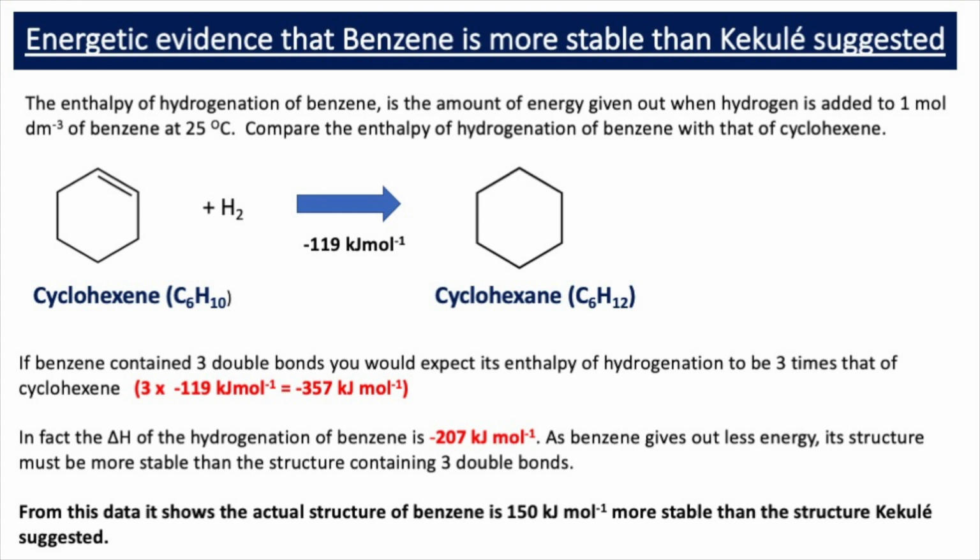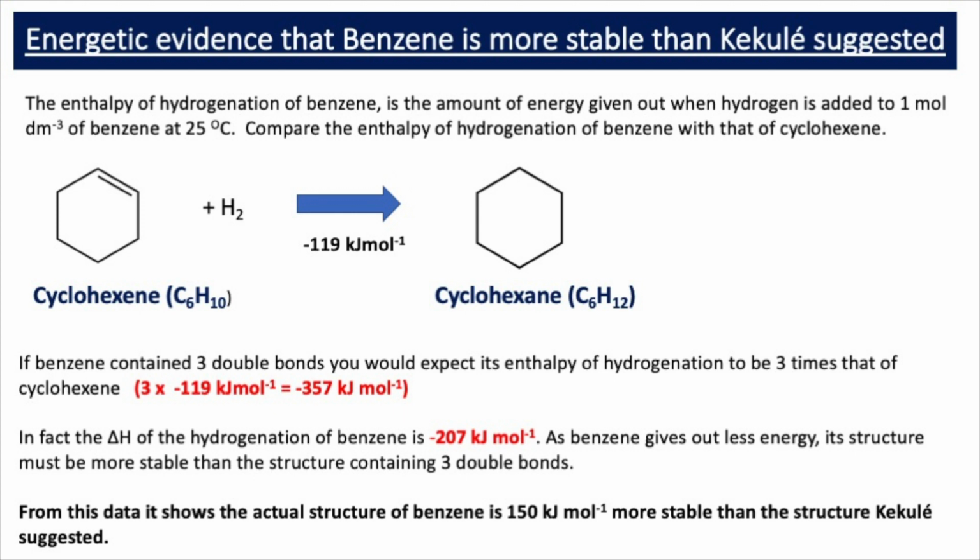Now, if we add hydrogen to benzene, and Kekulé's model was correct, there's 3 double bonds, so you would expect 3 times 119 kilojoules of energy to be given out. In other words, you'd expect it to be 357 kilojoules given out. So you'd expect delta H to be minus 357 because a minus means that the energy is given out. Now, the actual structure of benzene only gives out 207 kilojoules when you add hydrogen to it. And that tells us because it gives out less energy, it's more stable than the Kekulé model.